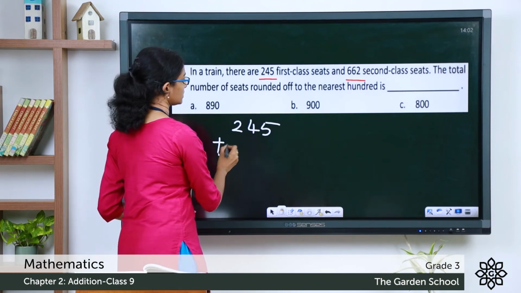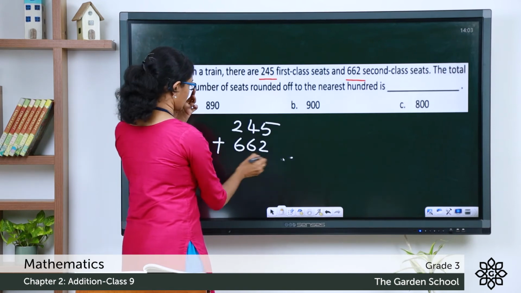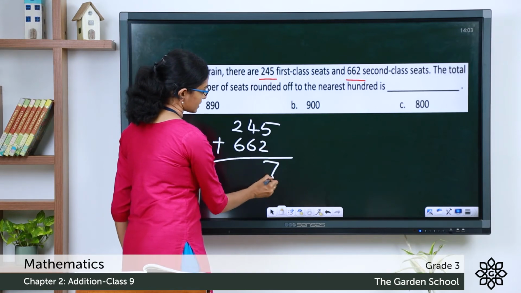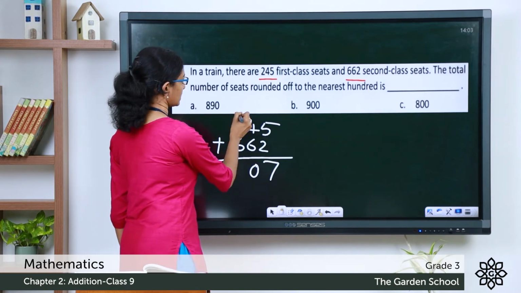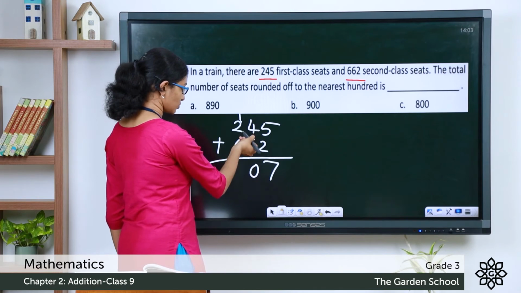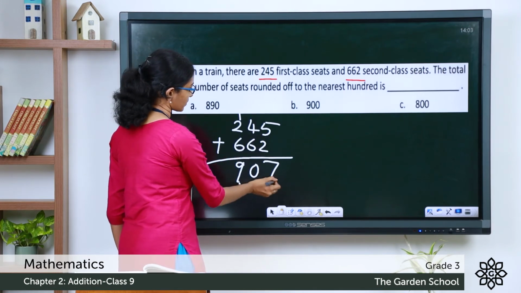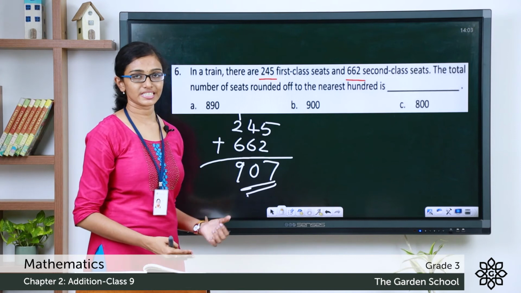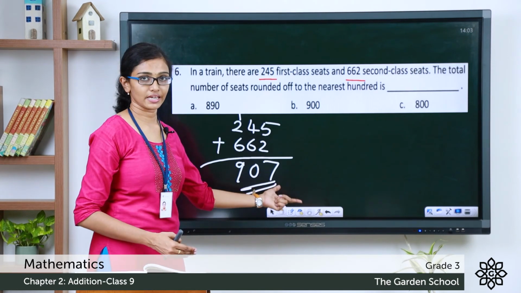245 plus 662. 2 plus 5 is 7. 6 plus 4 is 10. Carry over 1. 6 plus 2, 8. Plus 1, 9. So, the total number of seats in the train is equal to 907 seats.